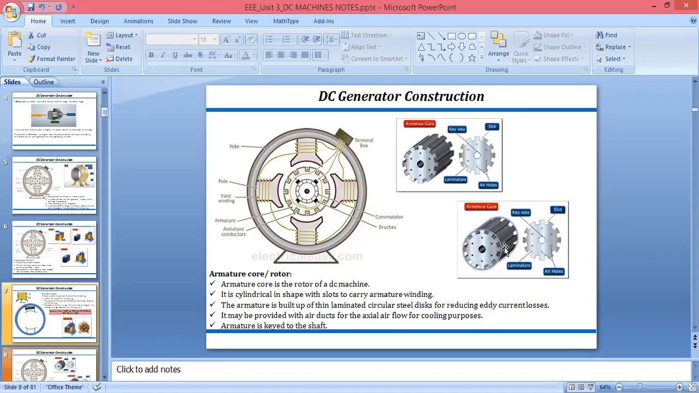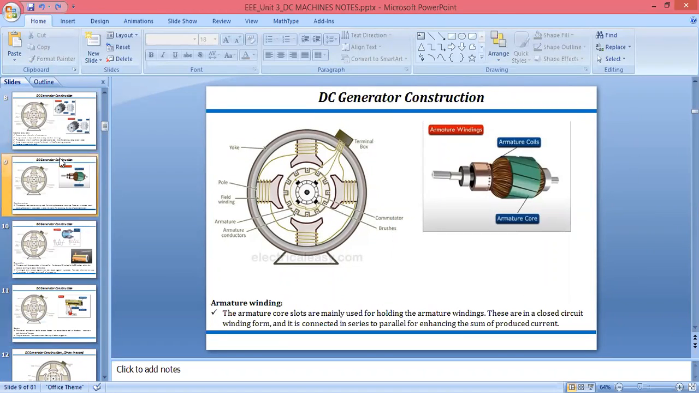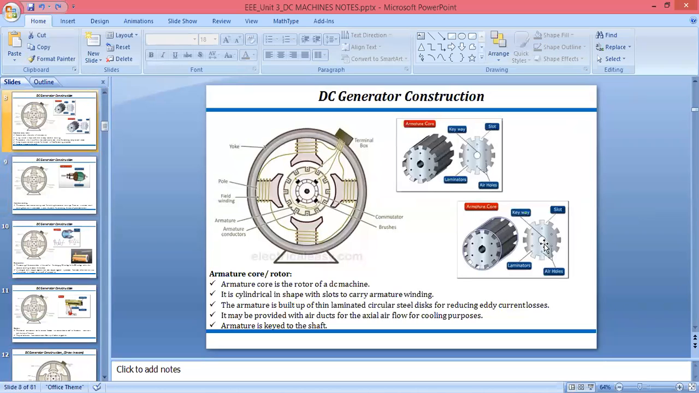ये देखो armature का जो structure है, here when we are taking the slots, see here, what we are saying, when we are using the armature core, at that time we are taking air dot, ये छोटे छोटे जो डॉट्स दिख रहे हैं, we can call air dot or we can say holes. We are pretending that we are using these holes to make our device cool. So what we can say, the armature is provided with air duct for axial airflow, and this air will be needed to make our DC generator cool.